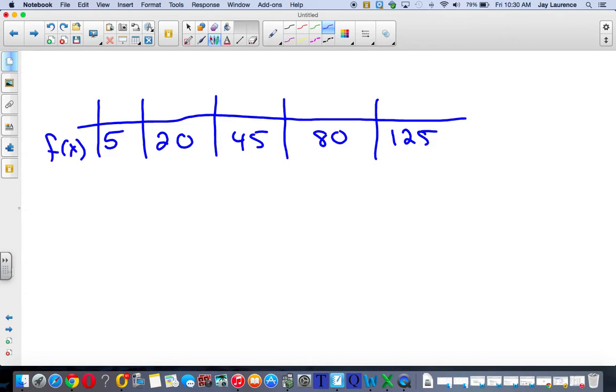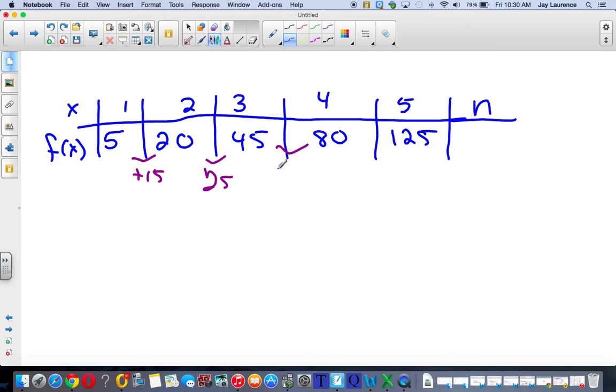So f of x, this will be x, and there's the first, the second, the third, the fourth, the fifth, and we need to find the nth term, right? So find our first difference. We got 15, we got 25, here we have 35, and here we have 45. And so these are all plus 10. If my observation is correct, I need an n squared. I sure do.